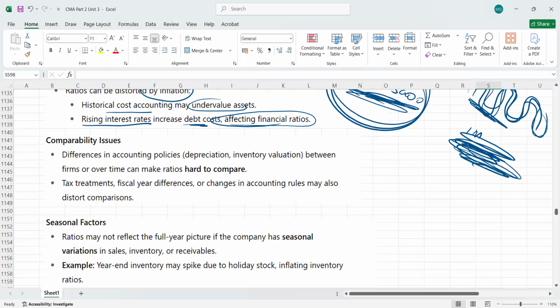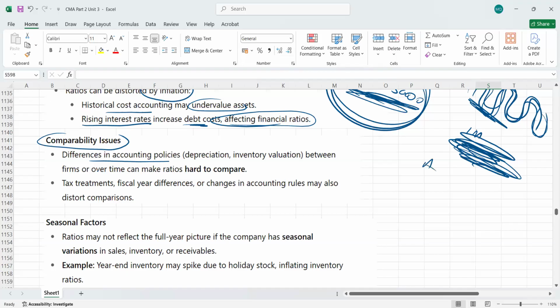Then guys, we got some comparability issues also. This is also one of the limitations. For example, differences in accounting policies. I have already told you so many times. If one company is using FIFO and the other is using LIFO, even if everything else is the same, due to the change in method their values for inventory will change, cost of goods sold will change, and profit will change. This is what they're trying to tell you. This is the comparability issue.